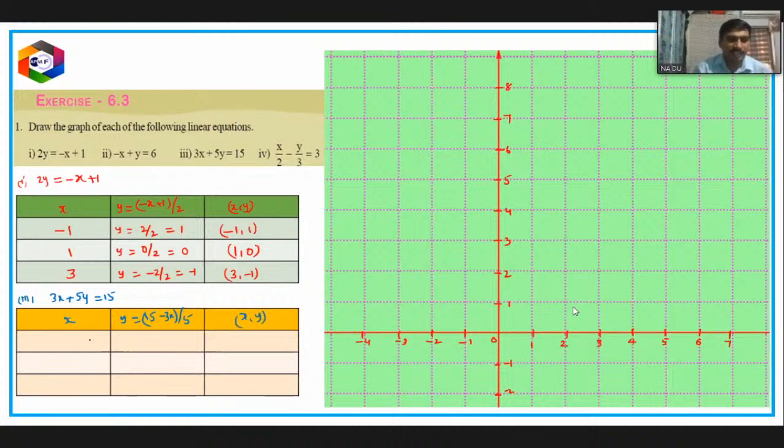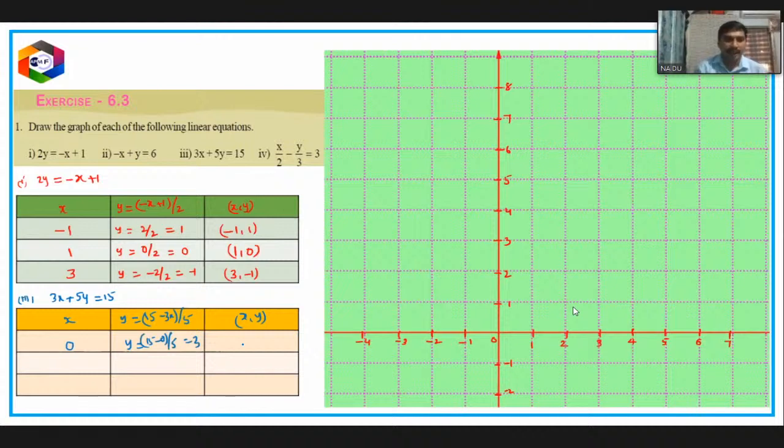Now let us try to consider few x values. So I am going to take x value first 0. Let us take x value 0. 3 into 0 will be 0. 15 minus 0, 15, and y is equals to 15 minus 0 by 5, which will be equals to 3. So the first point is 0 comma 3.